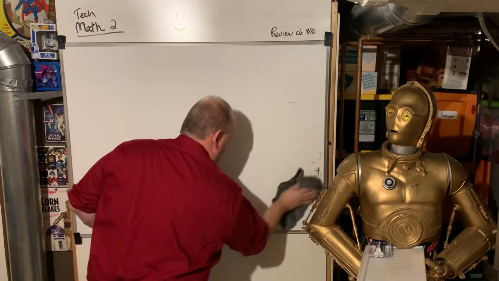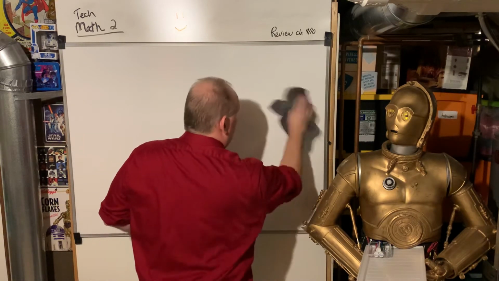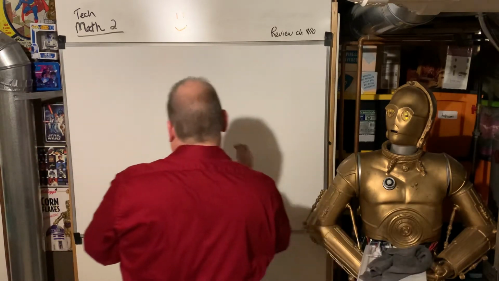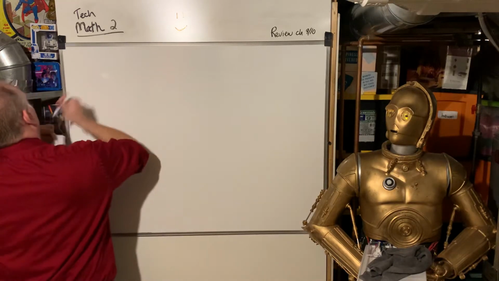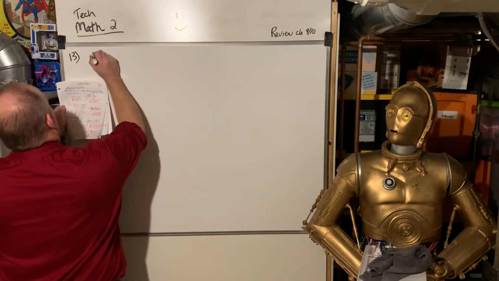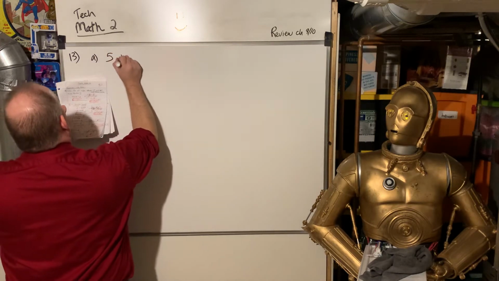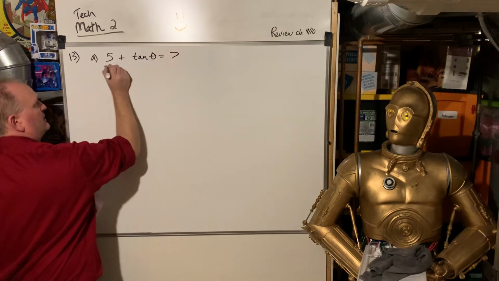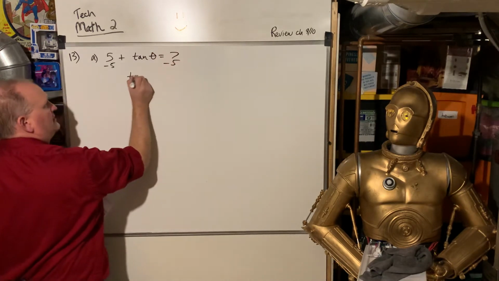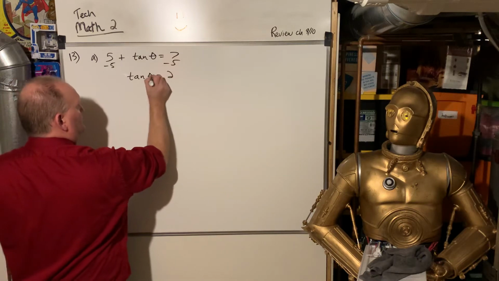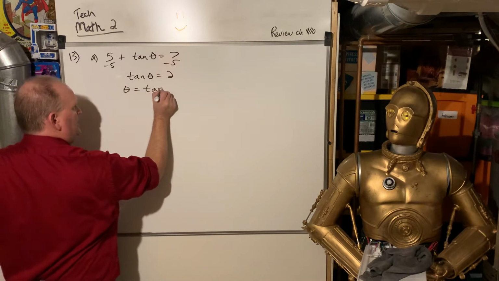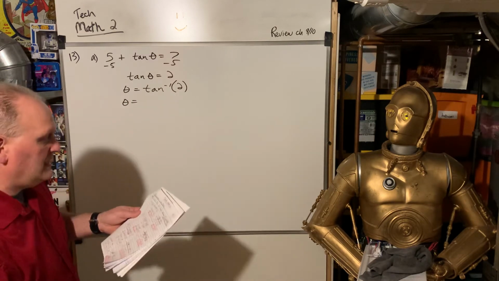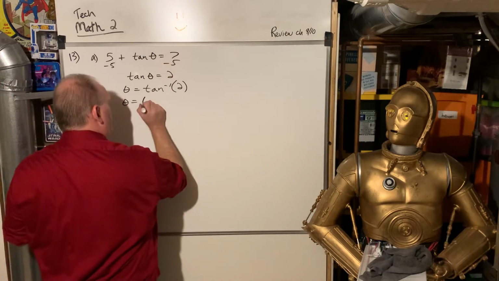So 13 is, these are a little harder, because they want all of the answers from 0 to 360, which means it isn't just a calculator problem. So when you look at 13a, we have 5 plus the tangent of theta equals 7. So there's a little bit of algebra to it. Isolate the tangent. Tangent theta equals 2. So theta is equal to the arc tangent of 2. You pop that into your calculator, and rounded to the whole number, that gives you 63 degrees.